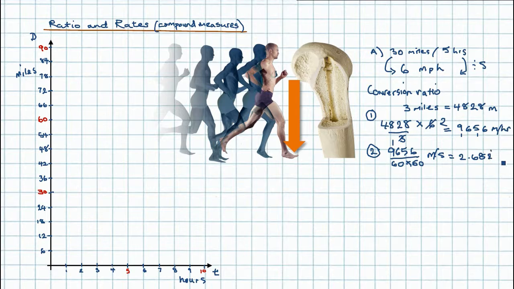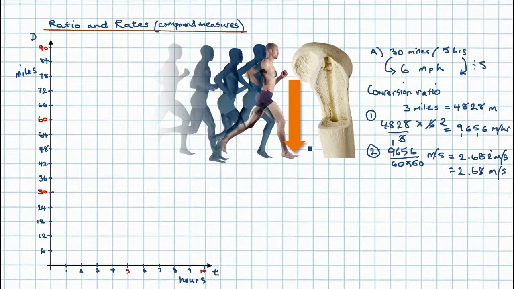2.68 recurring, meters per second. And if I simplify that, let's say it asks me to 3 significant figures, then I'll say he's travelling at 2.68 meters per second to 3 significant figures. Okay, so that's the sort of calculation.